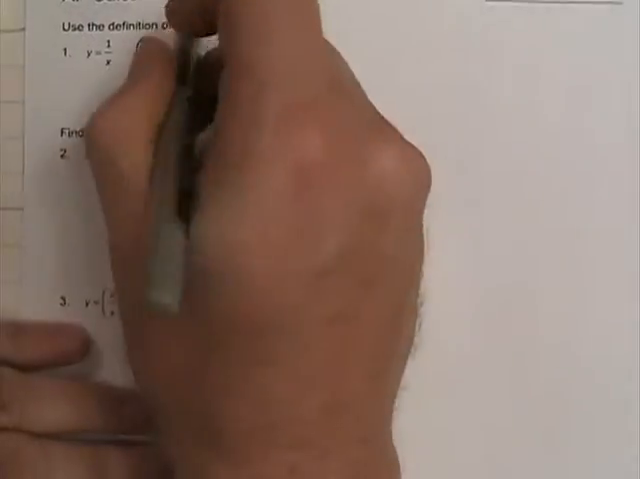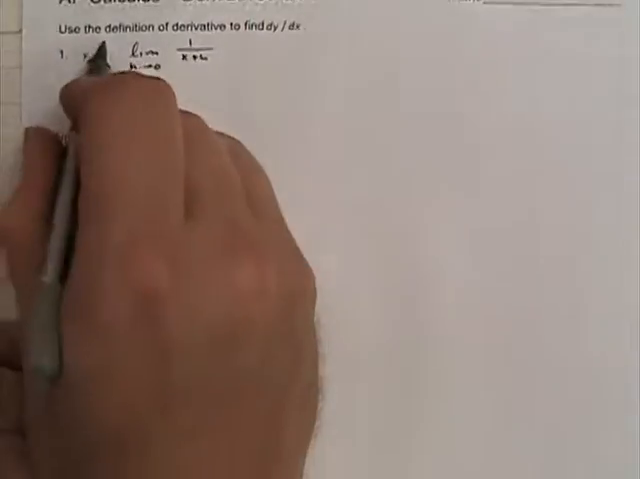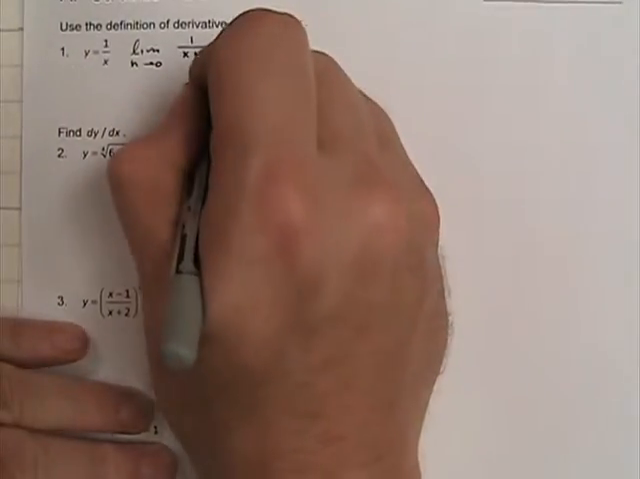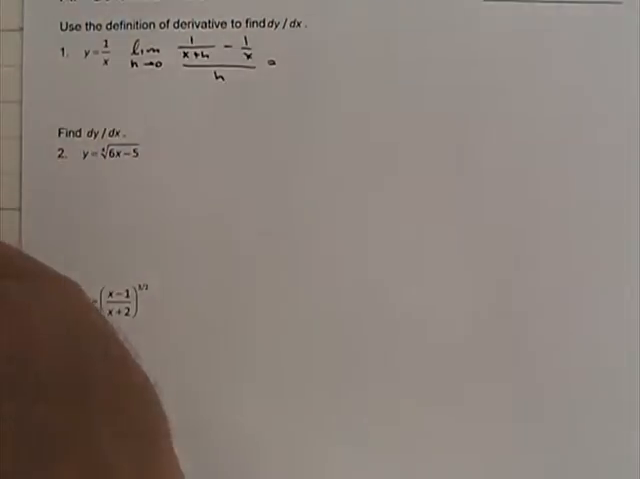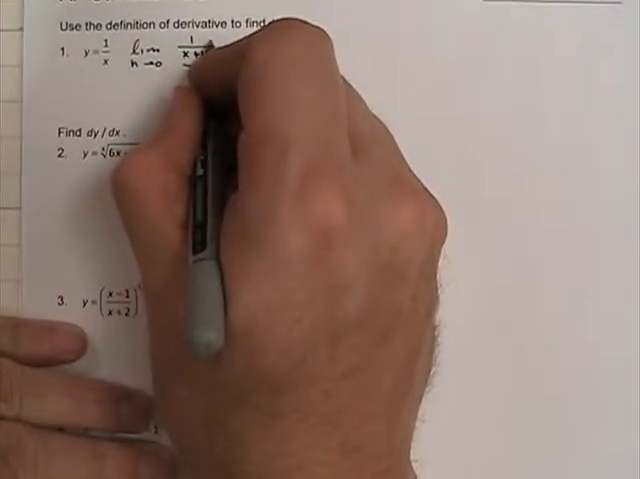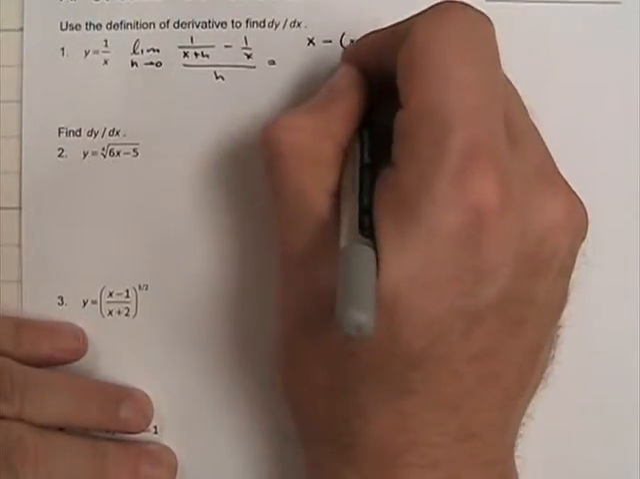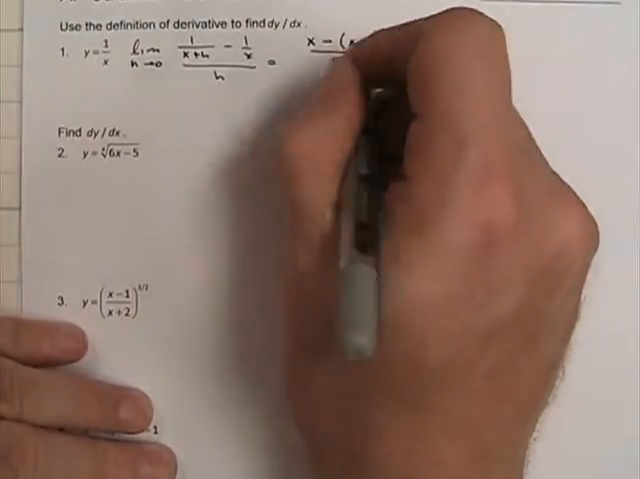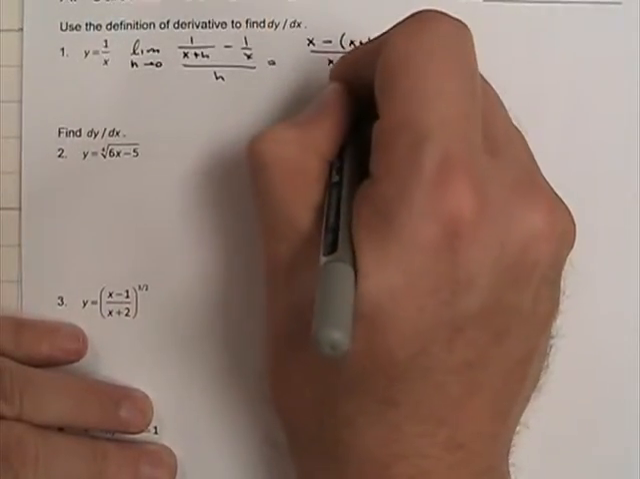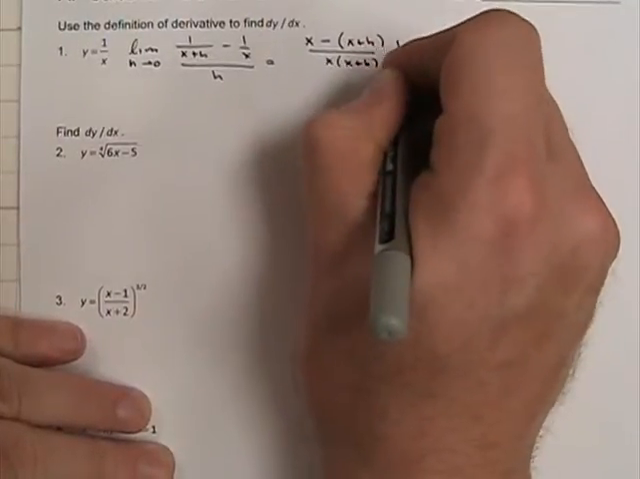Okay, so we know it's the limit as h approaches 0 of f of x plus h. In this case the function's 1 over x, so 1 over x plus h, minus the function, all over h. We need to put the numerator, those two fractions, together. So I'll multiply this times x over x, so we get x. I'm going to multiply the other side by x plus h. And that gives us x times x plus h all over h.